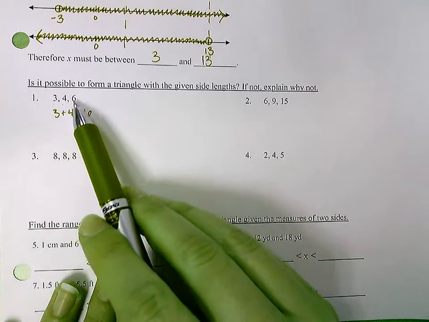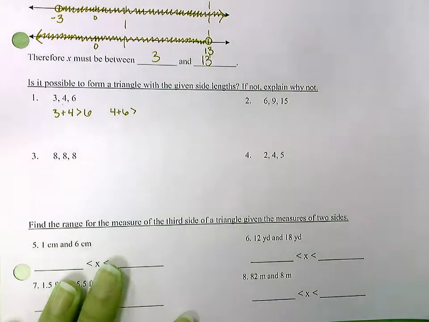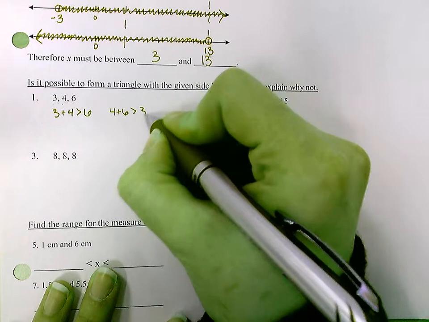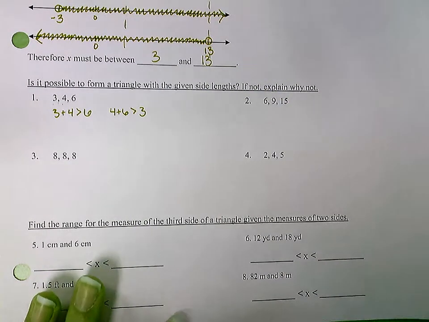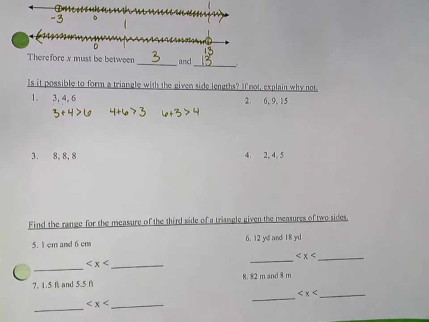Okay? Take another 2 sides. We'll say 4 and 6. Add them together. Those have to be greater than the 3rd side. Last one. Now I can take 6 and 3. They have to be greater than that 3rd side.